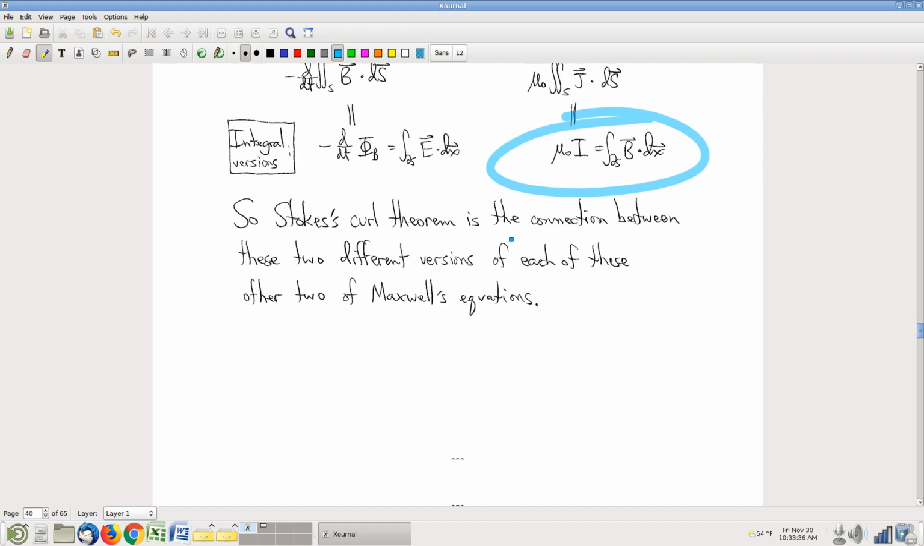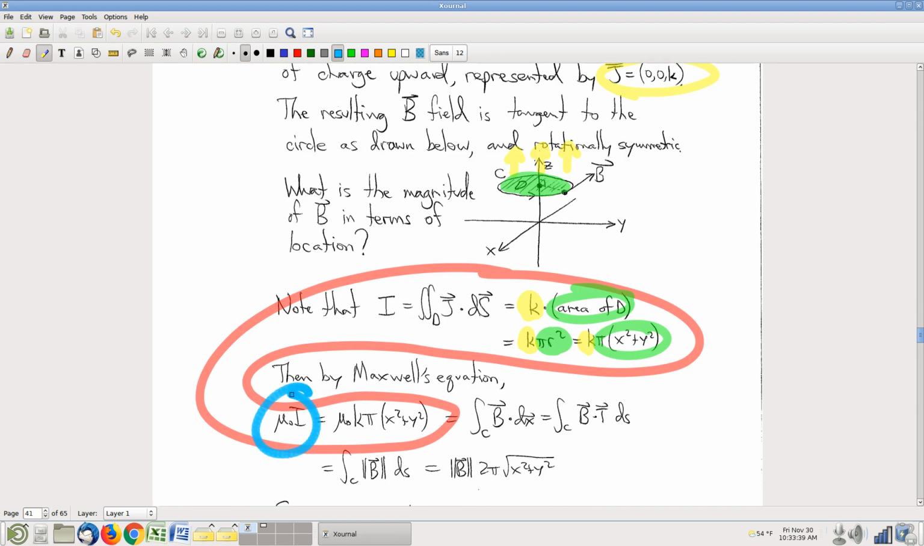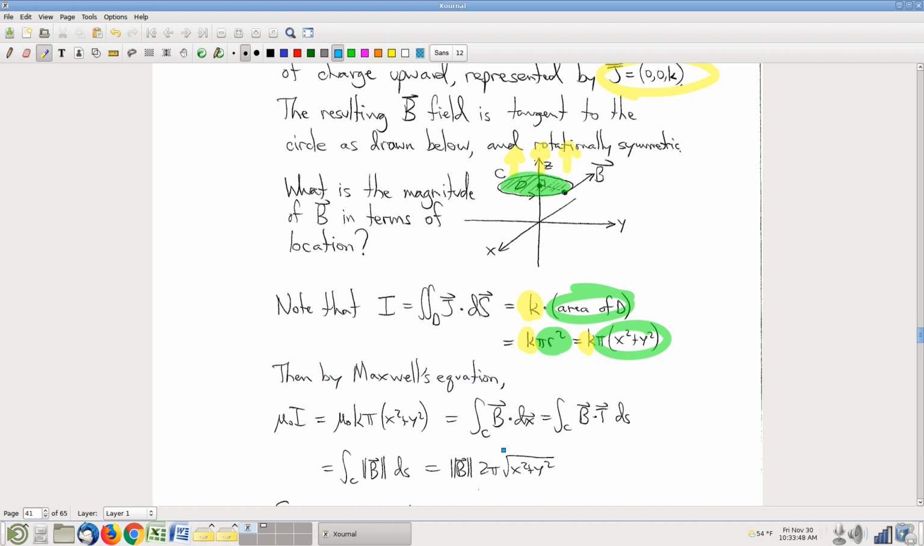So let's write that down. And you see down here we have that. That's just Maxwell's equation, the fourth equation, I like to call it. And now we just kind of have to play with this line integral. Looking back up here at the situation, keep in mind that the B field is tangent to that circle, and that means that B dot T is the magnitude of B. Keep in mind, T is a unit vector. Dot products are magnitude times cosine of the angle. Well, the angle is 0. T is a unit vector, so that simplifies to just the magnitude of B.